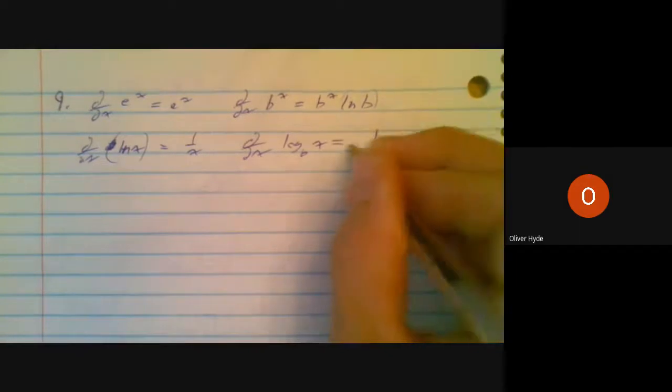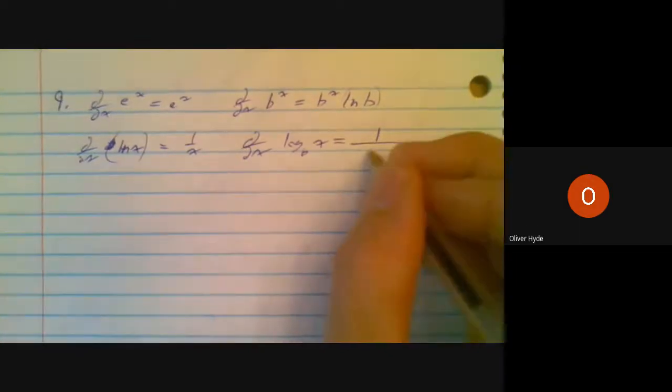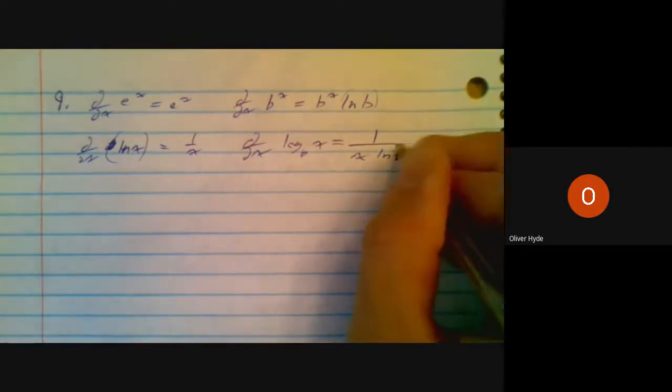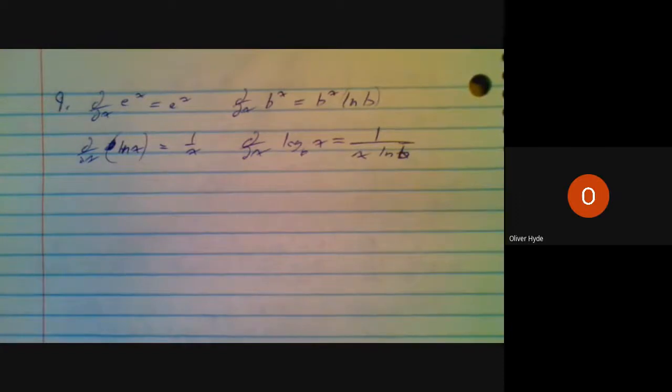The derivative of the general logarithm on x is going to be the reciprocal of x multiplied by the reciprocal of the natural logarithm of your base. Okay, you can just use the change of base rule there as well, I suppose.